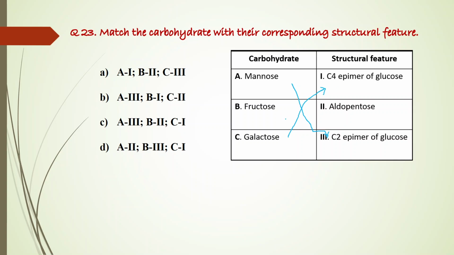And what is fructose? At the beginning of this session we did this question. Fructose is an aldopentose. So we have our answers. A goes with 3, B with 2 and C goes with 1. The only option that matches is, yes, option number C. A is mannose, which is a C2 epimer of glucose. B is 2, that is fructose is the aldopentose, and C, that is galactose, is a C4 epimer of glucose. So the correct option for question number 23 should have been C.